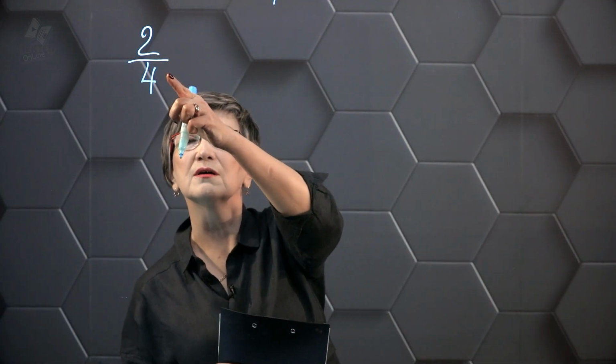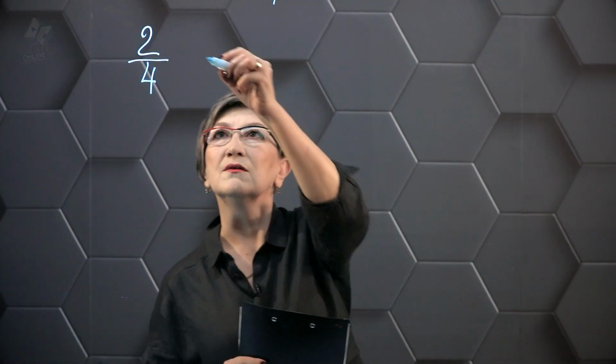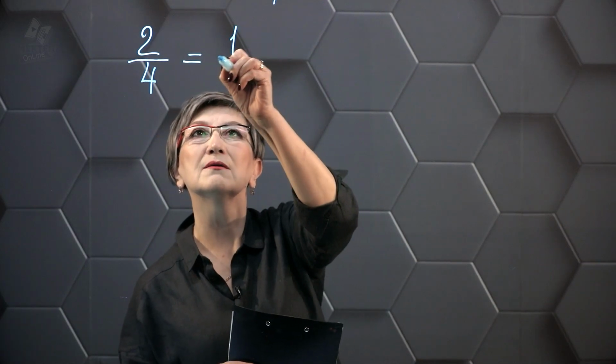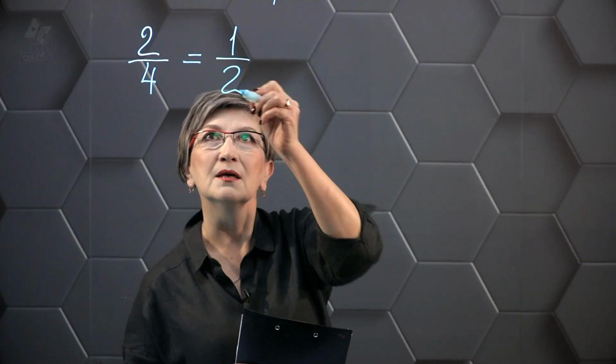2 and 4 can be divided by 2. The result will be a new fraction, 1/2. Here is another example.